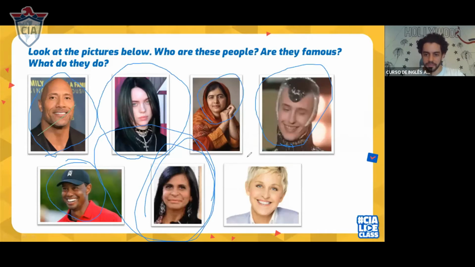Okay. And the next one, the last one, this woman. Who is she? Cássio, Ellen DeGeneres. Yes. Where is she from? Guilherme, he doesn't know. The USA, yes. She is American. And why is she famous? What does she do? She's a TV host. Yes, she's a very famous TV host.